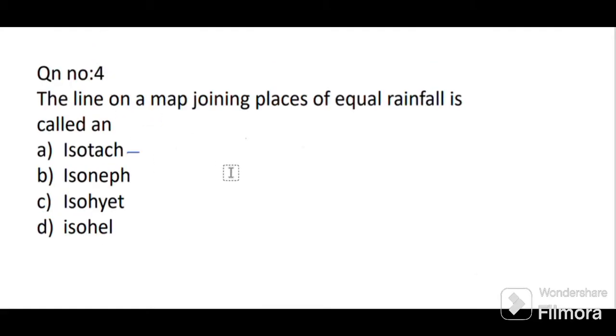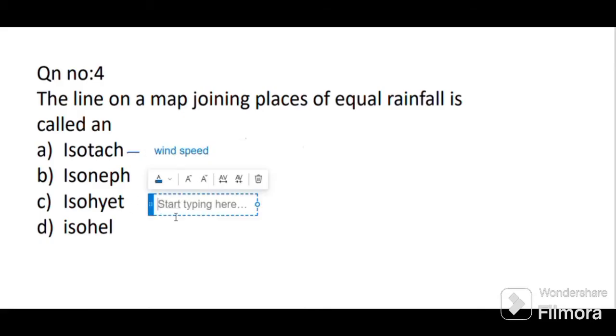Now question number 4. The line on a map joining places of equal rainfall is called an. Let's look at the 4 options. First option is isotach. Isotach is the line on a map joining places of equal wind speed. Now isonym. Isonym is the line on a map joining places of equal cloud cover or something like that. So it's cloud cover.